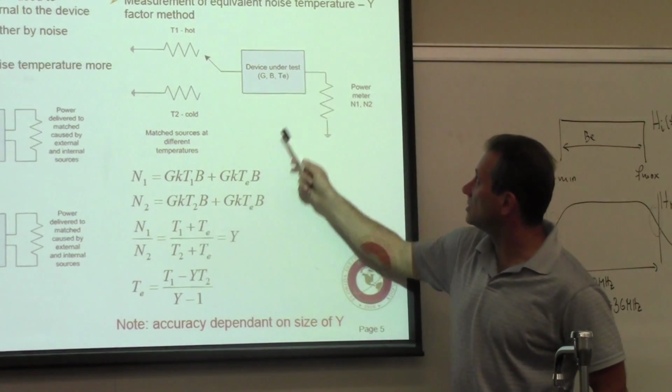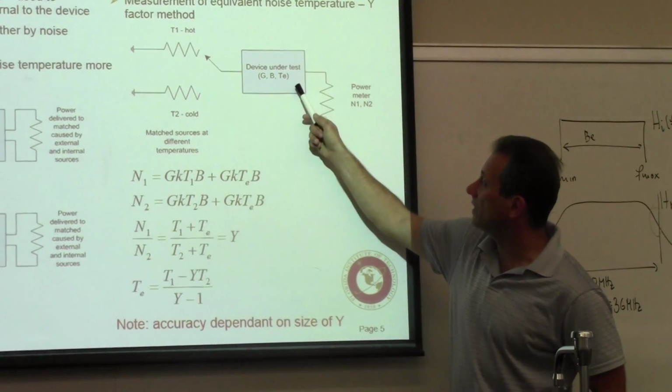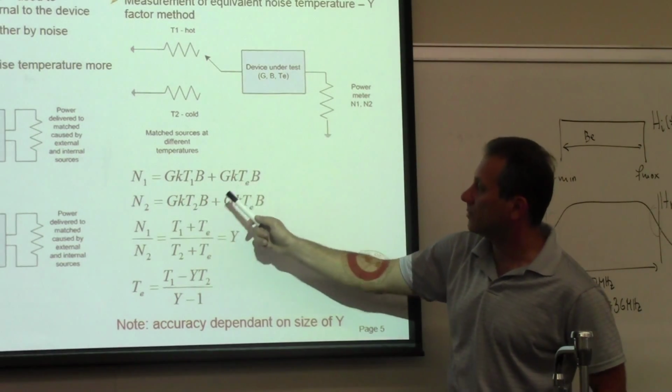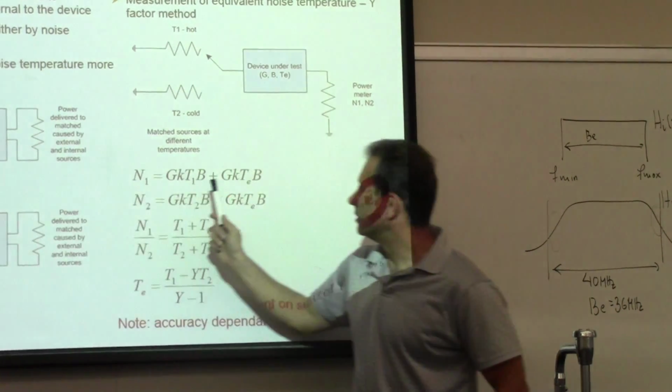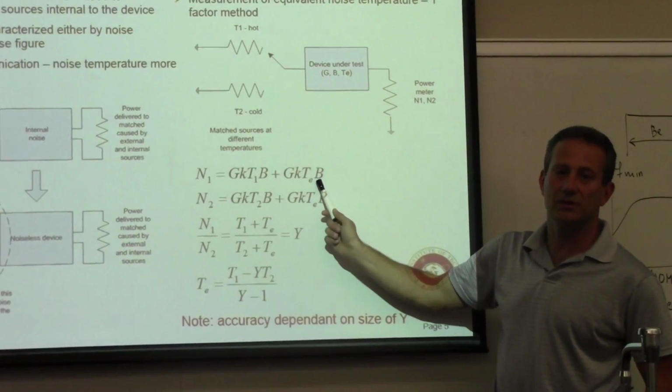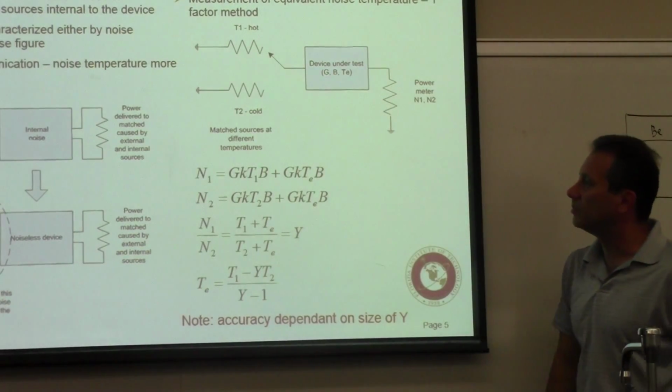I say there's some power here that comes from the device, and I'm saying, well, that power comes from an equivalent noise source here that goes through the same gain, through the same bandwidth, and contributes to the output.